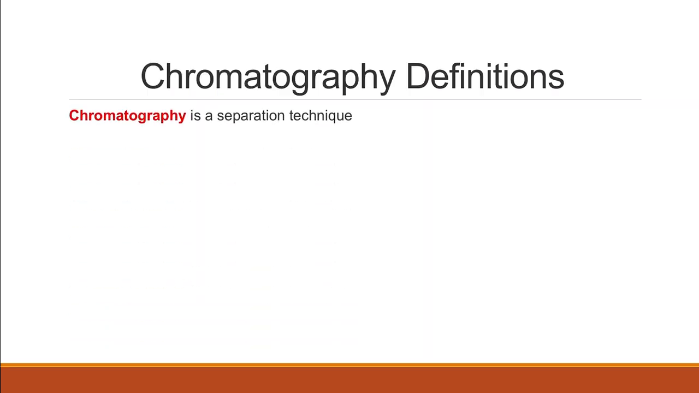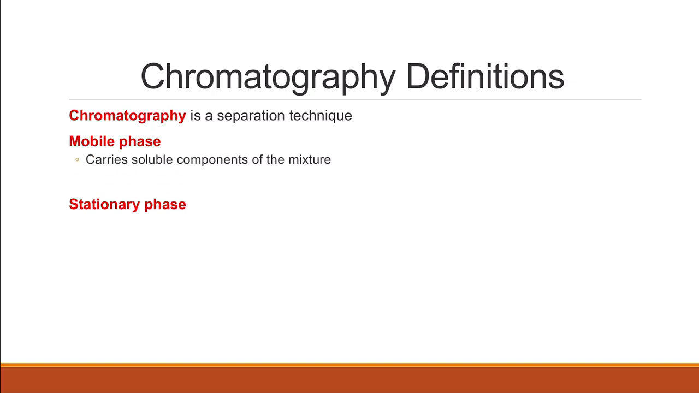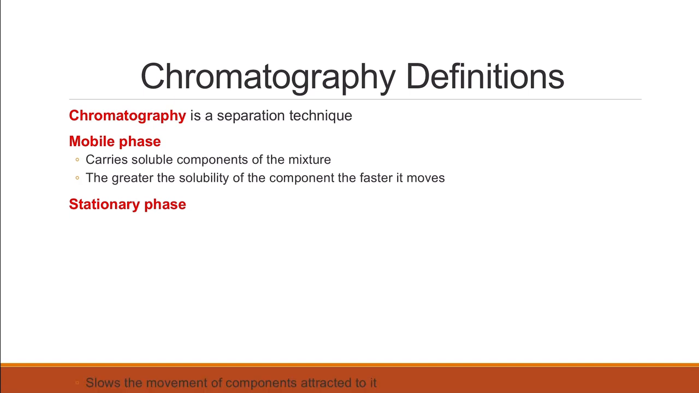Chromatography definitions. Chromatography is a separation technique. We use a mobile phase and we use a stationary phase. The mobile phase is the solvent that you use, and the mobile phase will carry the soluble components of the mixture. The greater the solubility of the component in the solvent, the faster it moves through the paper.